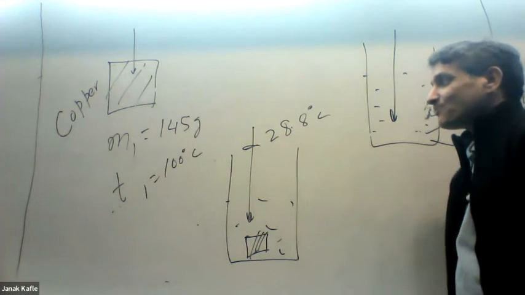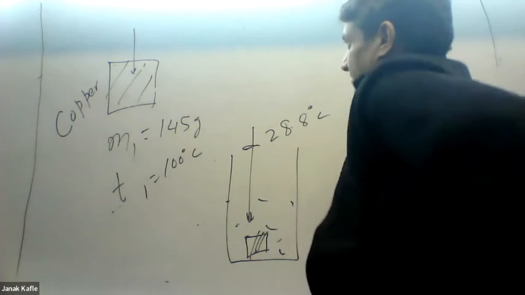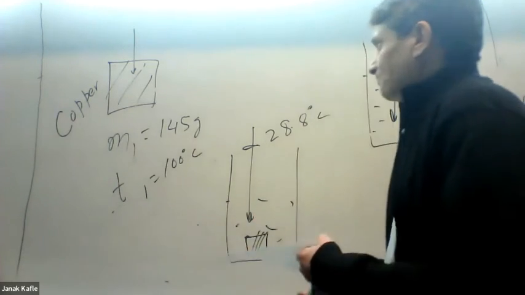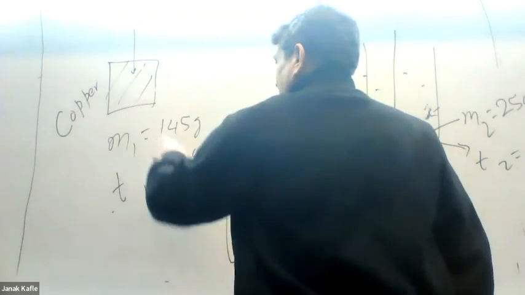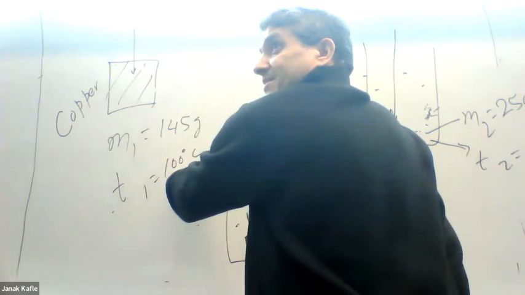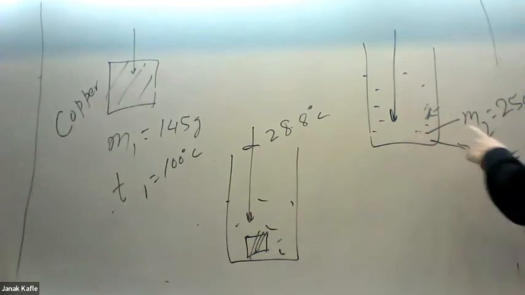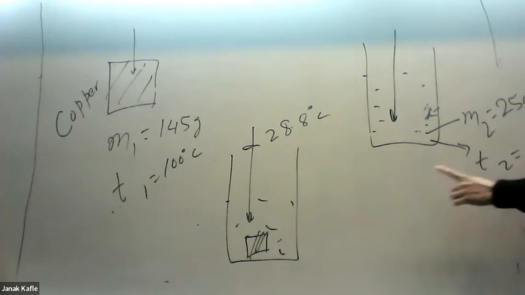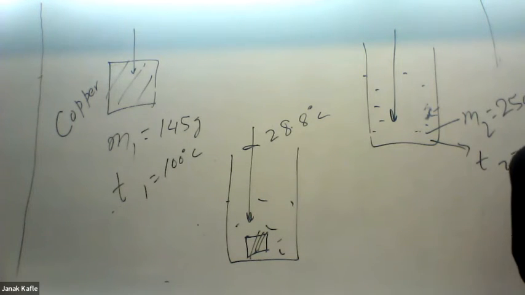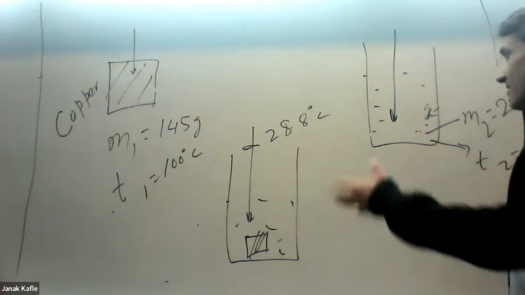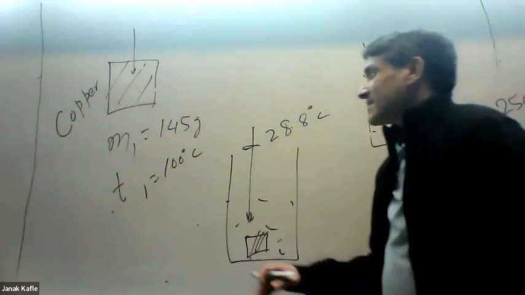Just like that. This is very hot, 100 degrees centigrade. This is very cold, 25 degrees centigrade, right? The final temperature is somewhere in the middle. Make sense? So hot always loses heat, cold always gains heat. So how much heat did it lose?